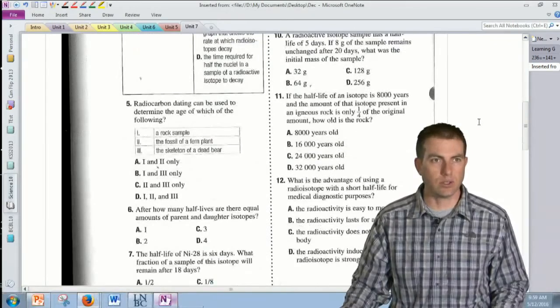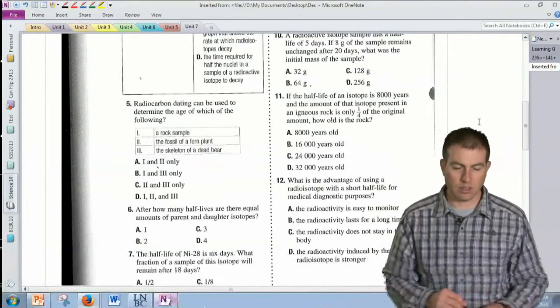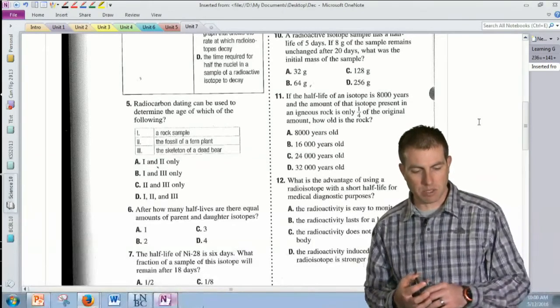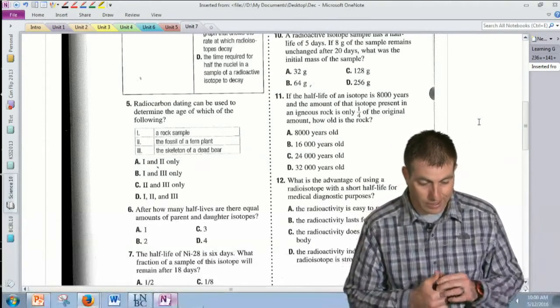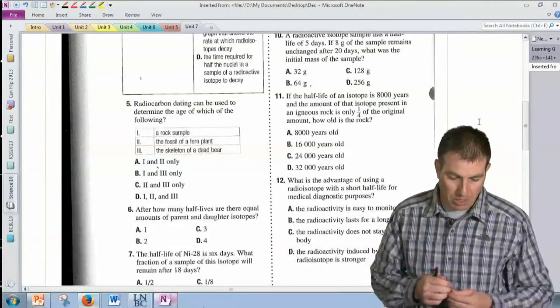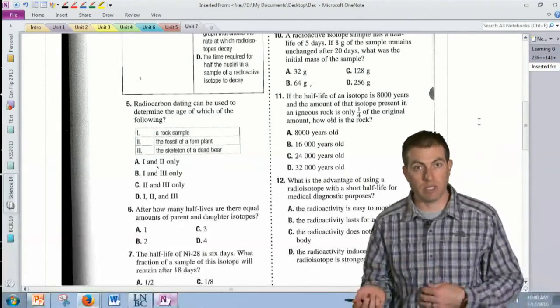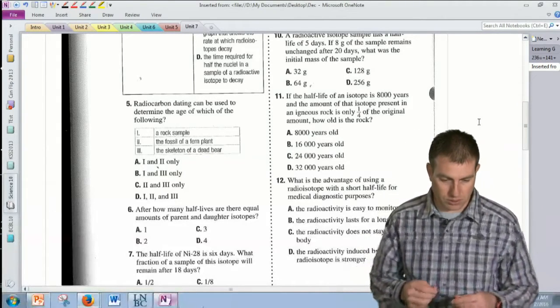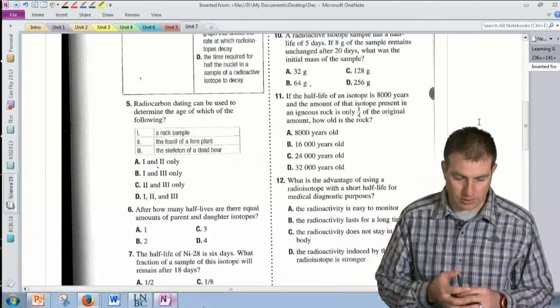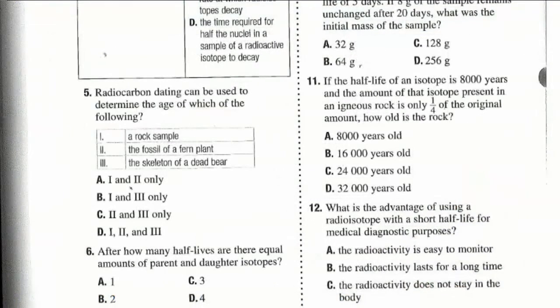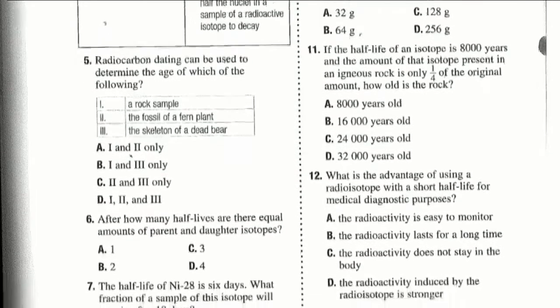Now, the first group, I forget now, Ava and, or maybe Abby and Anna. You guys had 5 and 6. Let's just read them, and while I'm reading them, if you guys want to put your answer for 5 in, and then your answer for 6, and then we'll double check it and see how you guys did. So radiocarbon dating can be used to determine the age of which of the following. And our choices are rocks, fossils, and skeleton of a dead bear. And then number 6, after how many half-lives are there equal amounts of parent and daughter isotopes?